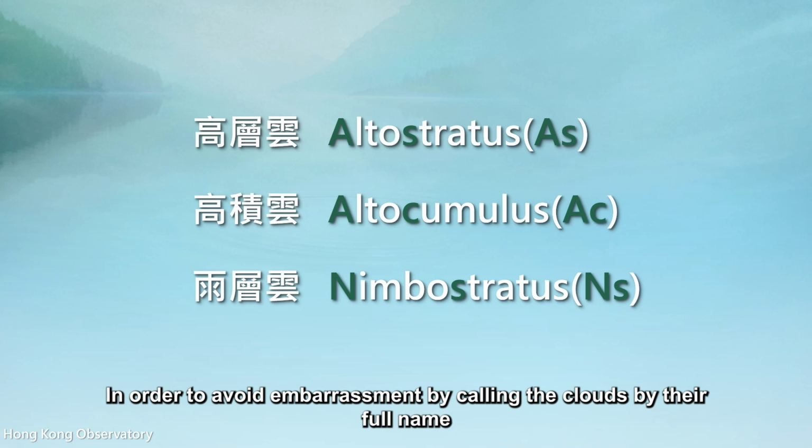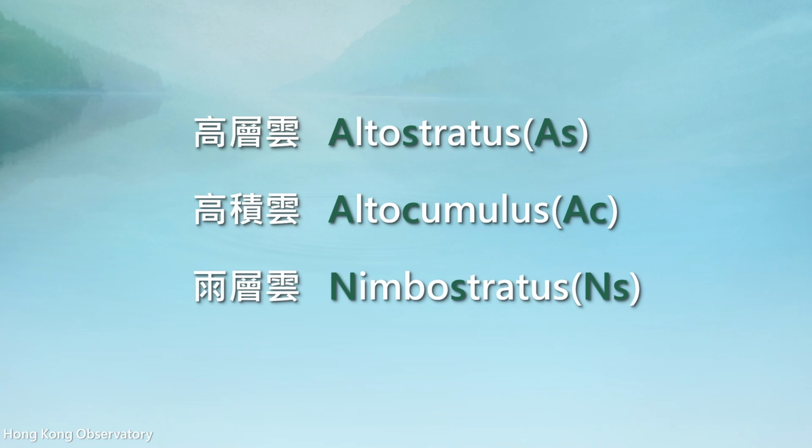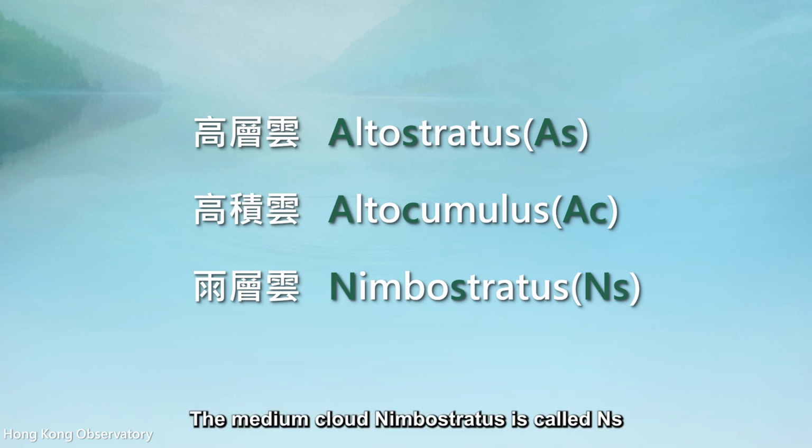In order to avoid embarrassment by calling the clouds by their full name, weather observers usually call them by their abbreviations. So altostratus is called AS. Altocumulus is called AC. The medium cloud nimbostratus is called NS.